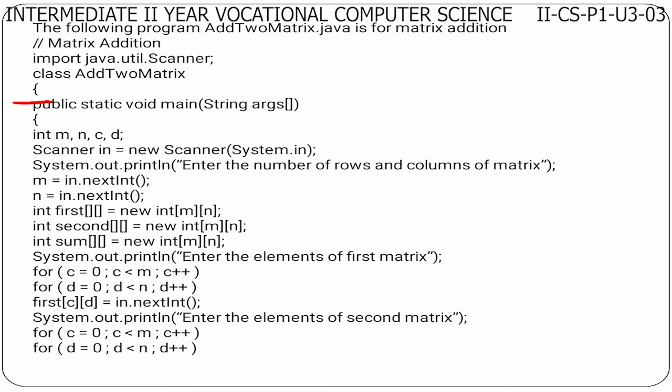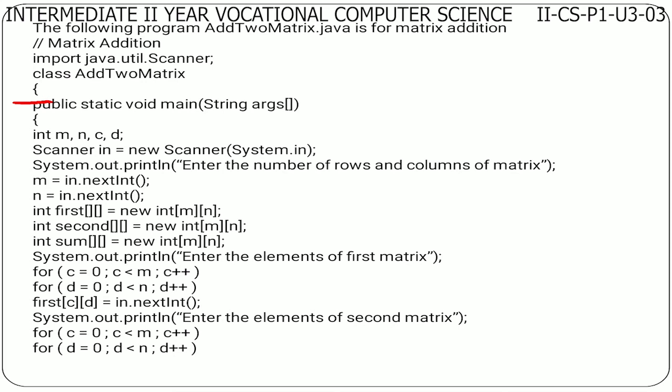So, for reading, I am using a for loop. For c = 0; c < m; c++. Then again for d = 0; d < n; d++. So using the for loop I am reading values, and these values are stored in the first matrix. That is first[c][d] = in.nextInt(). Whatever values we are reading are stored in first[c][d].